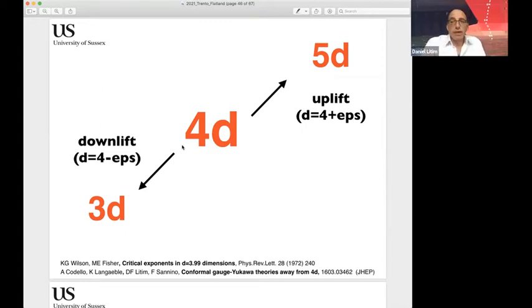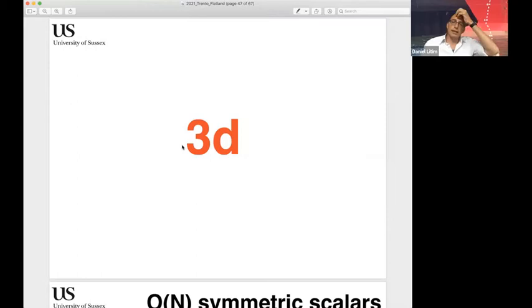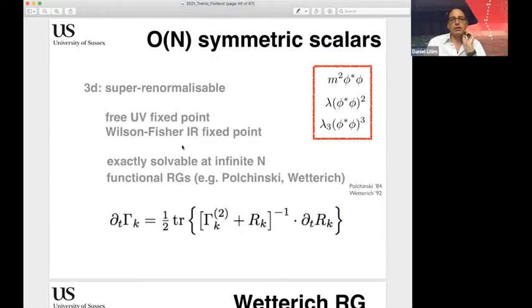Now, for the rest of my talk, I'm not going to go down that avenue, but what I'm rather interested in is some rigorous results which can be achieved strictly in 3D. And to begin with, I will start reminding everybody about a few things which you're probably all aware of, so you can lean back now for a few minutes, okay? Because I'm going to start with ON symmetric scalar theories and the Wilson-Fisher fixed point.